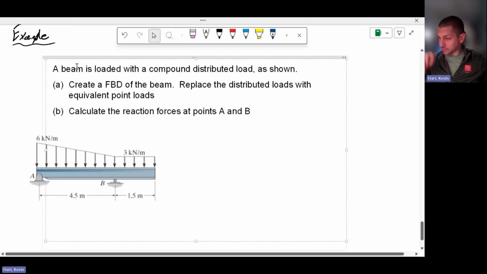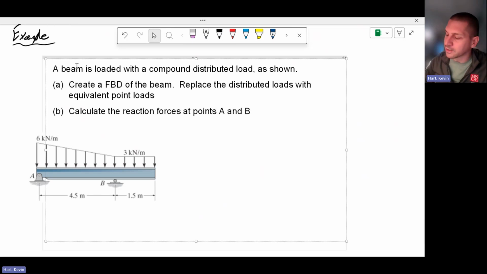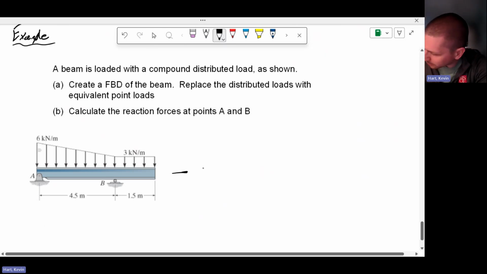Beam is loaded with compound distribution as shown. Create a free body diagram, replace the distributed loads with the equivalent loads, and calculate the reactions at A and B. So let's go ahead and do our equivalent loads.